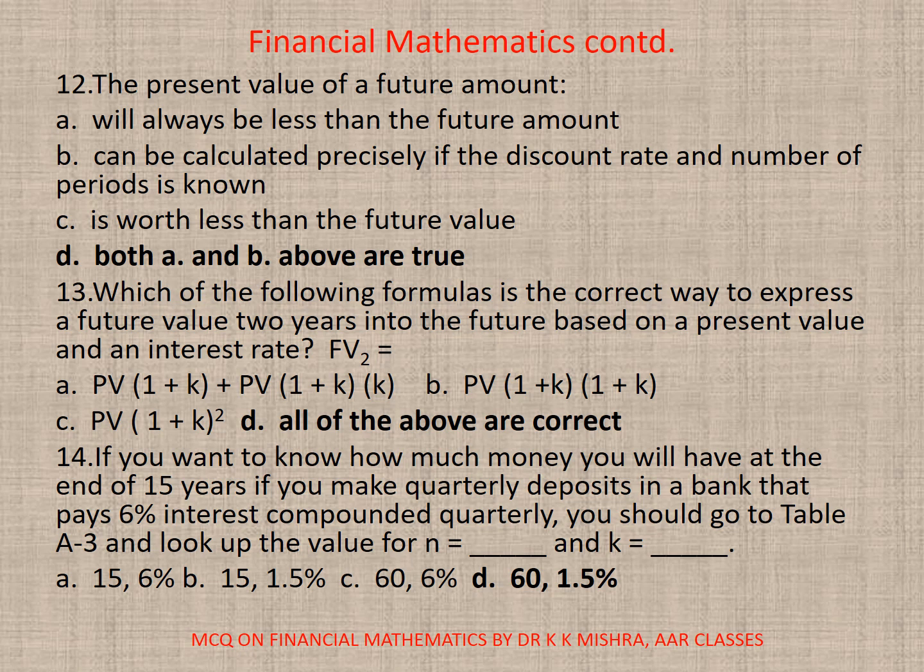14. If you want to know how much money you will have at the end of 15 years if you make quarterly deposits in a bank that pays 6% interest compounded quarterly, you should go to a table A3 and look up the value for N is equal to, here if you calculate you will find D, 61.5%.